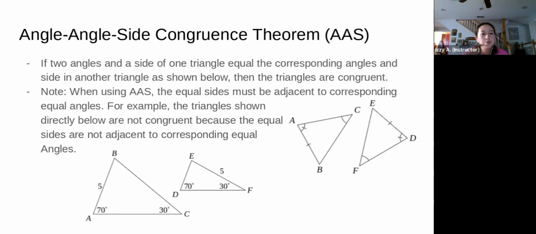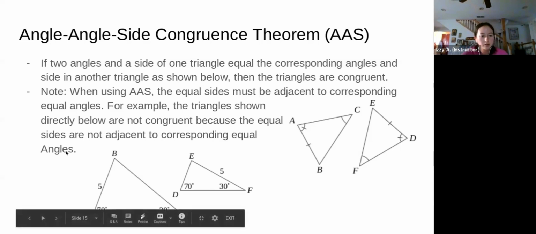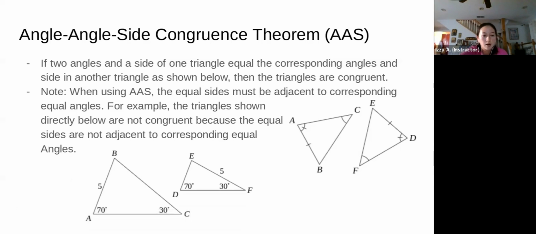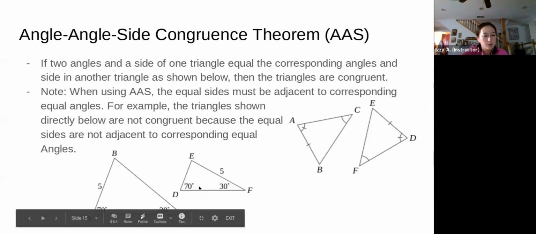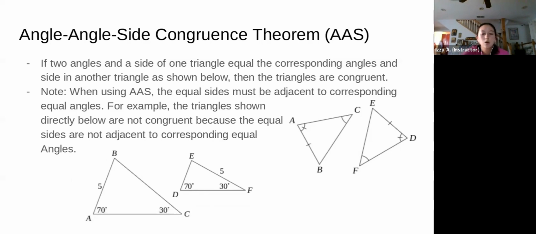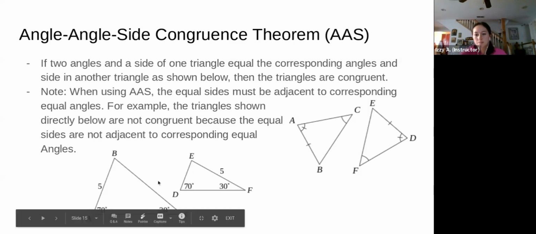And we have to be careful when we're using this theorem because the equal sides must be adjacent to corresponding equal angles. So if we look at the example directly shown below, we can see that they are not congruent because the equal sides are not adjacent to corresponding equal angles. So if we wanted it to be congruent, BC would have to be equal to EF. Yes, I was originally correct. BC has to be equal to EF for the theorem to be able to be applied to the triangles.